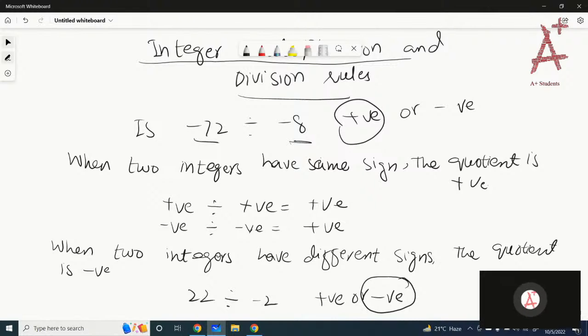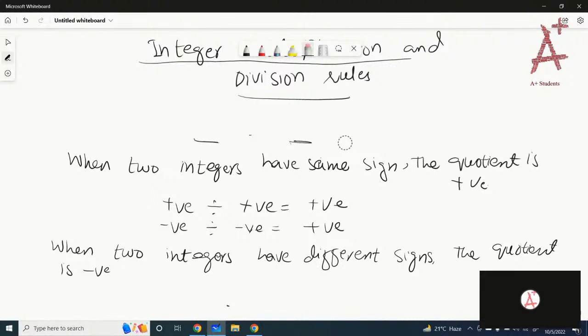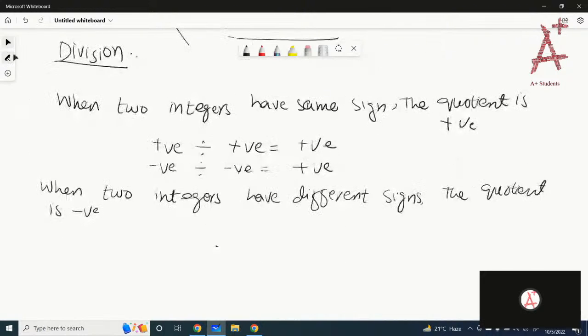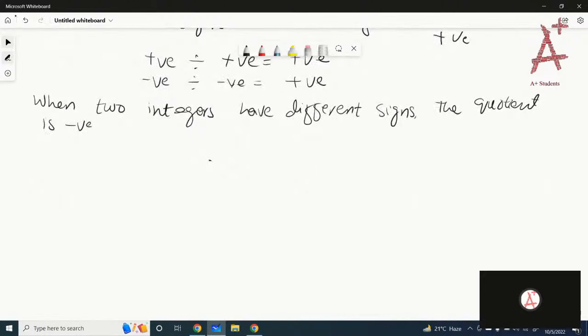Okay, now let me write down the rules for multiplication. Then we'll move on to the test. These are the rules for integer division. Now let me write down the rules for integer multiplication. You can note down the important points, please.